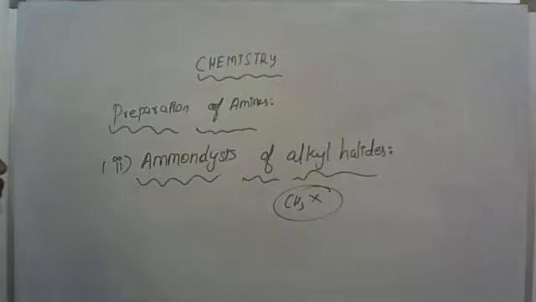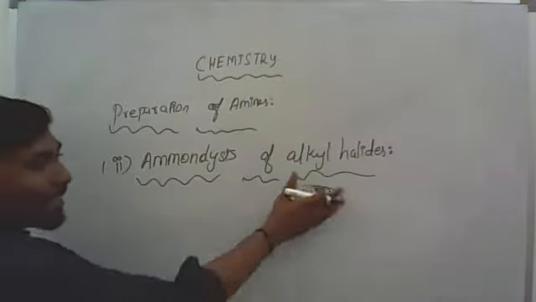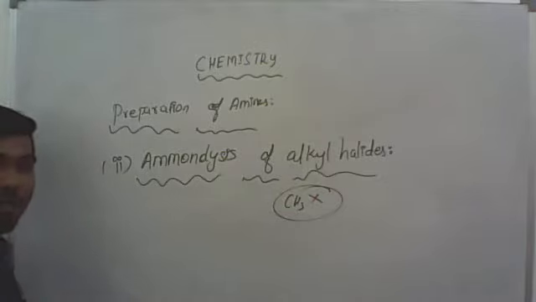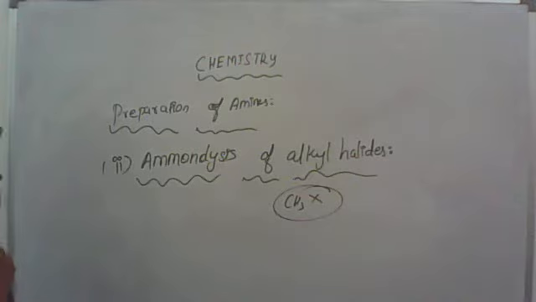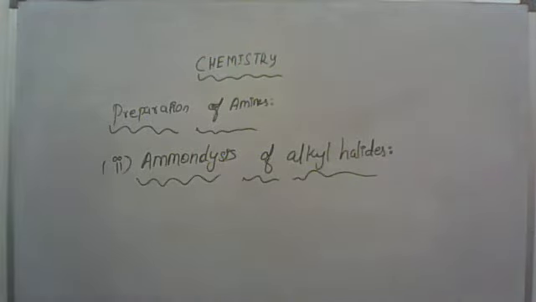So when ammonia is reacted with the alkyl halide, it gives the primary amine. This process is called ammonolysis. Let's see through the mechanism. I will explain the reaction through the mechanism, just watch it.